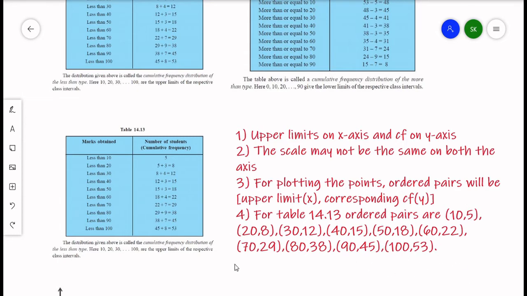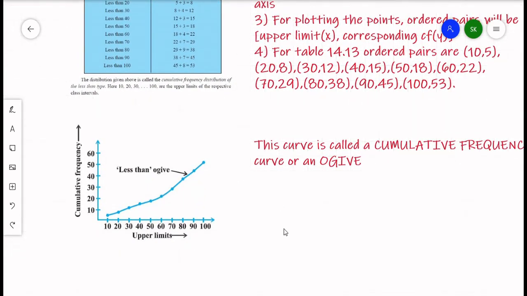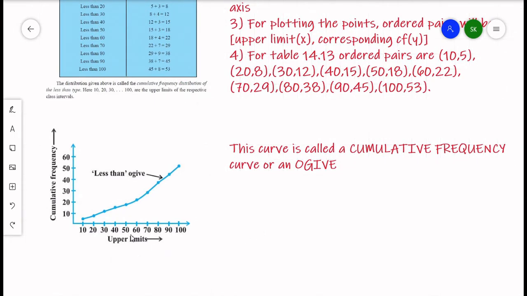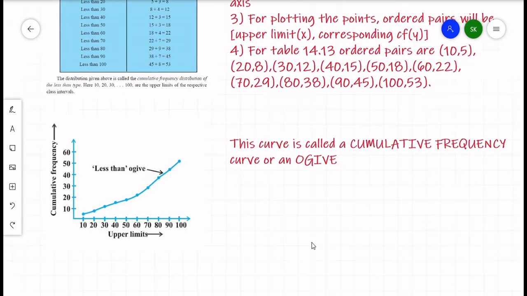Now we are ready to plot less than on the graph. See, on the x-axis you can see all the upper limits. On the y-axis we have taken CF, and the scale is of your choice. It depends on CF and upper limit, children. Then this curve is called a cumulative frequency curve or an ogive. It is also known as less than ogive.